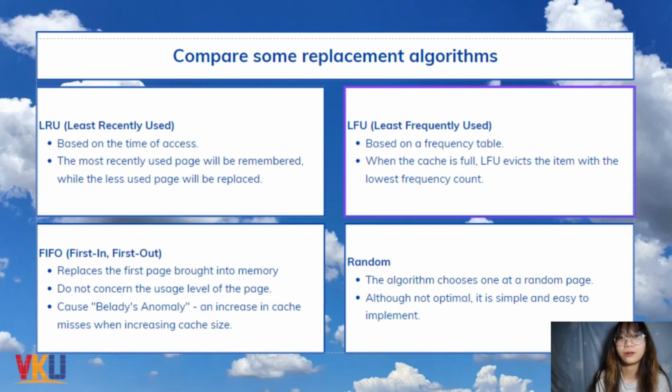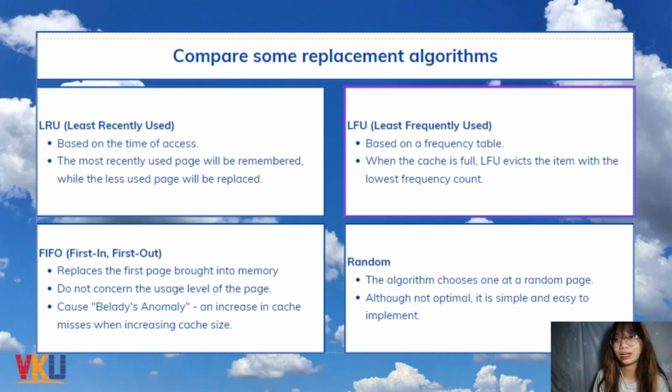The second algorithm I want to mention is the LFU, or least frequently used. When a page is needed, the LFU algorithm uses a frequency table to track the number of visits per page over a period of time, and when the cache is full, the LFU evicts the item with the lowest frequency count from the system. So this type of algorithm is more suitable for skewed access patterns where a few items are repeatedly accessed.